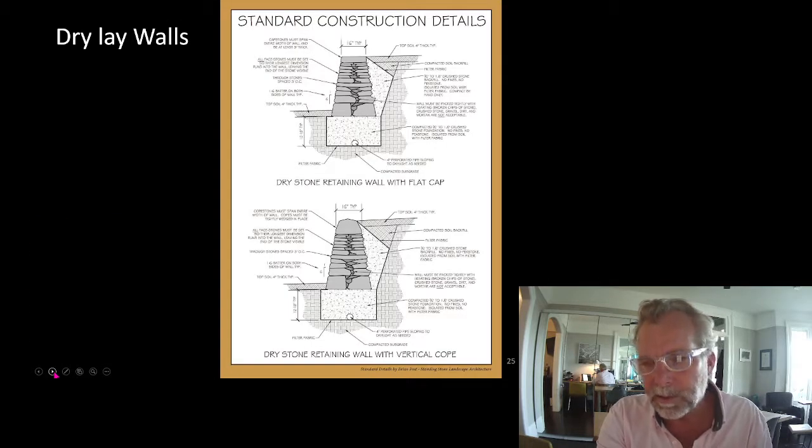Oh, here we are. There's our dry stone wall. Give you a sense of proportion. You can see that a minimum batter of 1 to 6 is what's recommended, which winds up giving us a height to width ratio of about 1 to 1.5, which is what we had talked about previously.